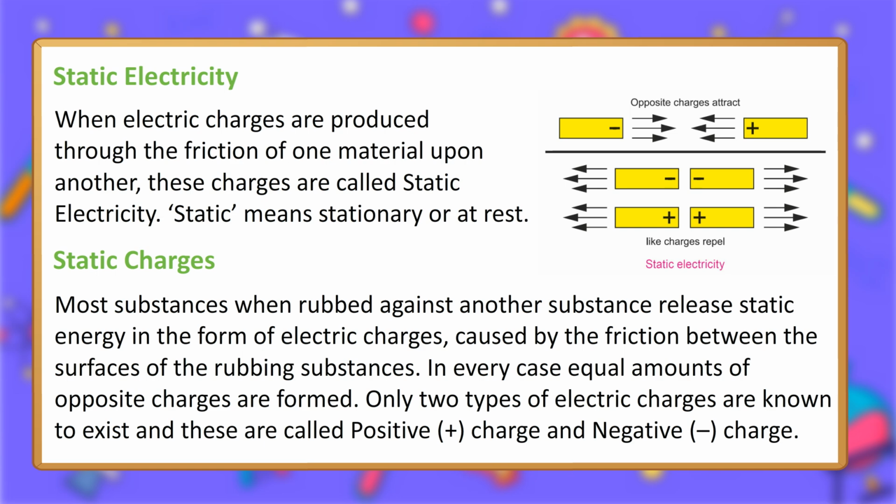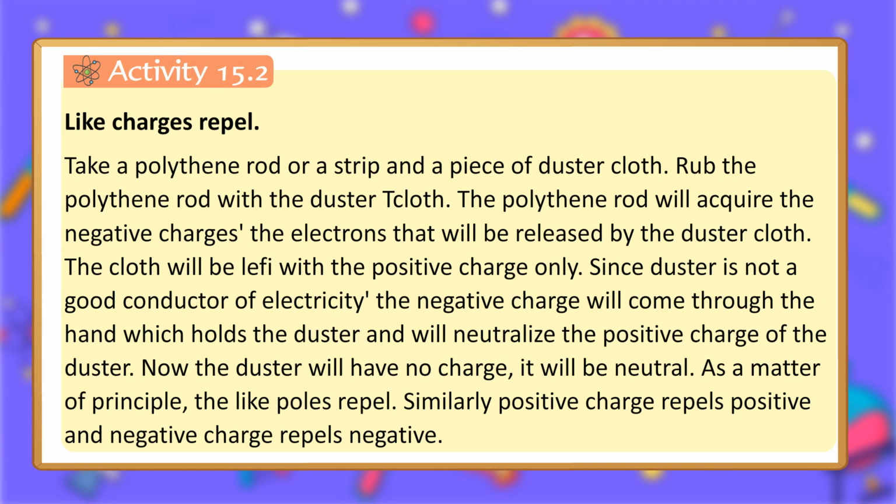In every case, equal amounts of opposite charges are formed. Only 2 types of electric charges are known to exist, and these are called positive (plus) charge and negative (dash) charge.